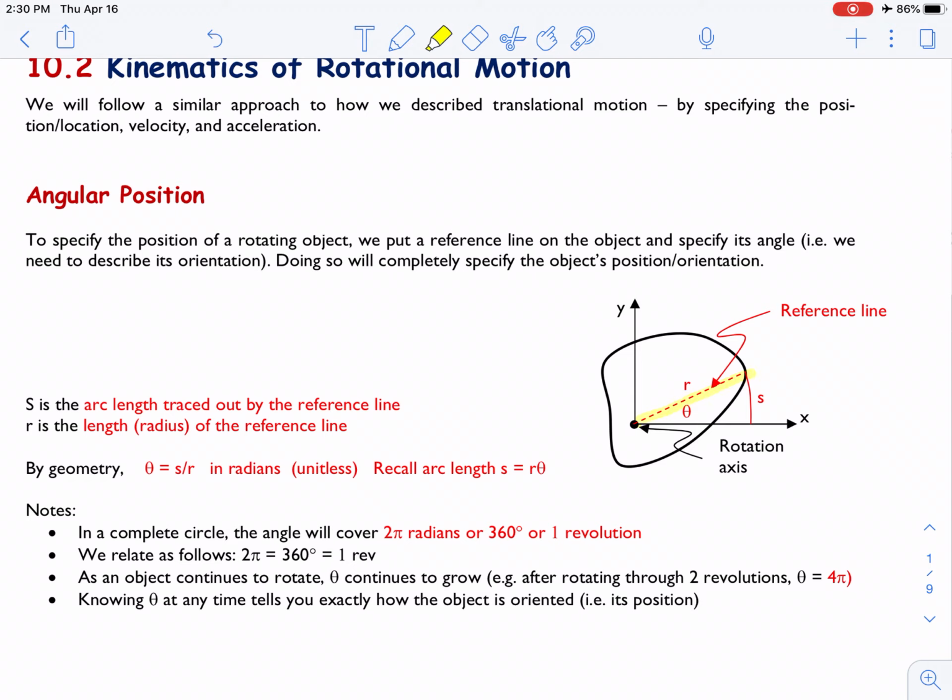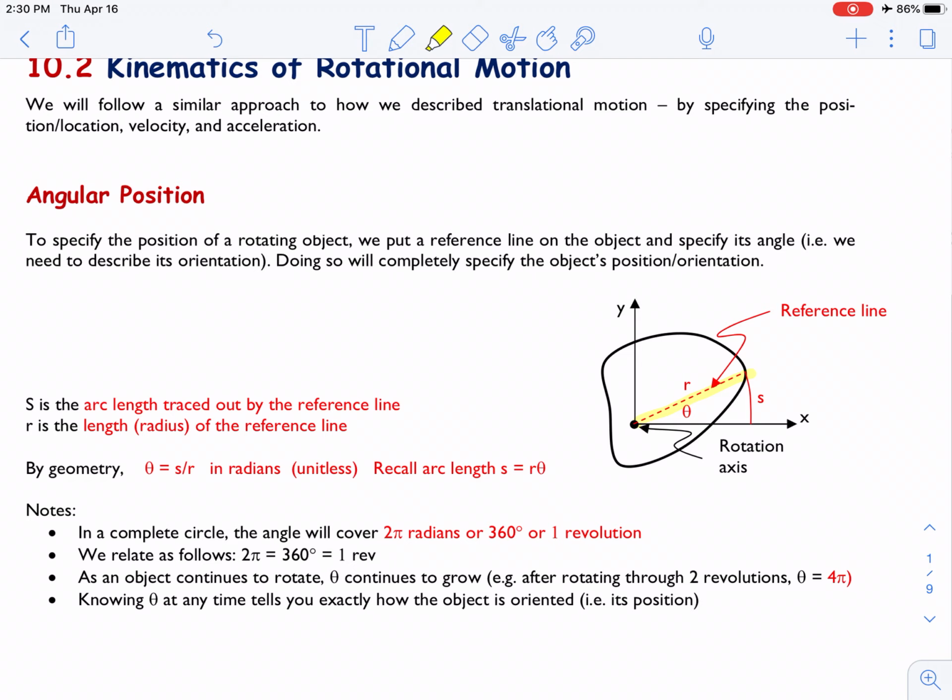So here is the reference line. Since now things are three-dimensional and rotating, it's going to be a little bit harder to imagine things. So again, if you have any questions on these, you can email me if something is not clear in the class notes. I'll try to also highlight some things when I'm explaining things on the videos. Okay, so we put a reference line on the object and specify its angle.